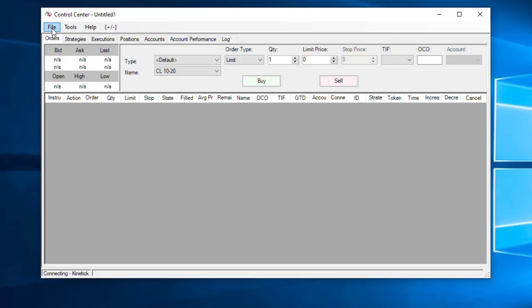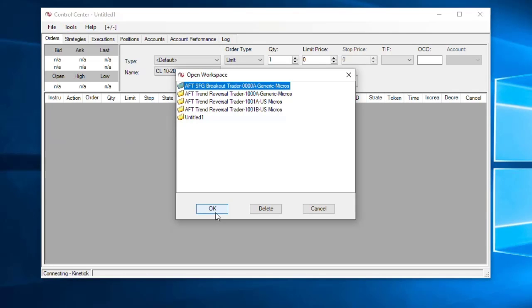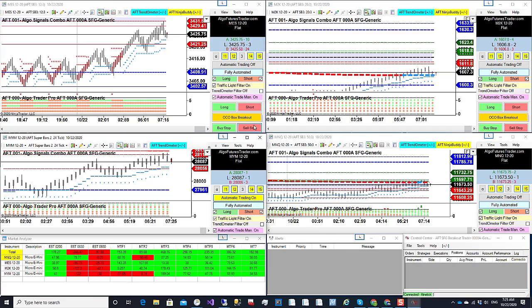Step number 3. Open a turnkey workspace to start your ready-to-trade micro futures system. Practice trading on the sim 100% risk-free. Enable the automated trading mode and wait for the New York session open at 9:30 a.m. Eastern Standard Time.